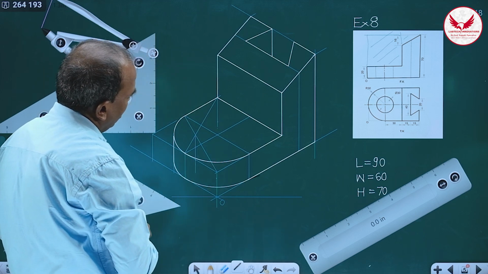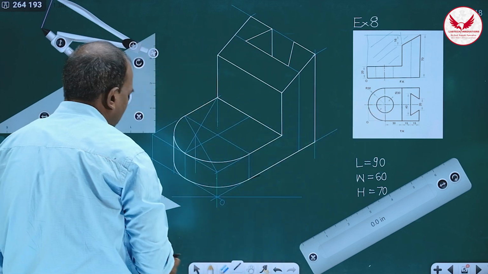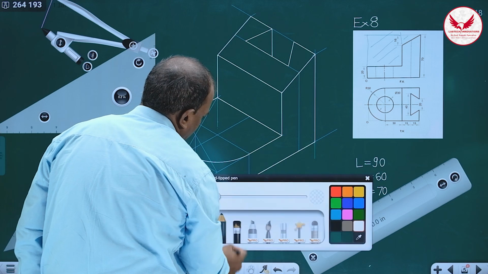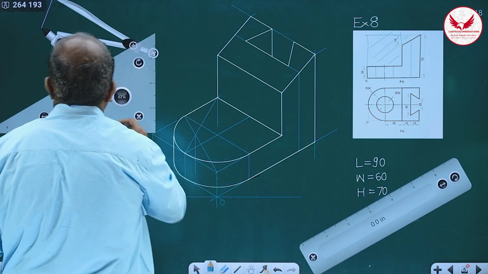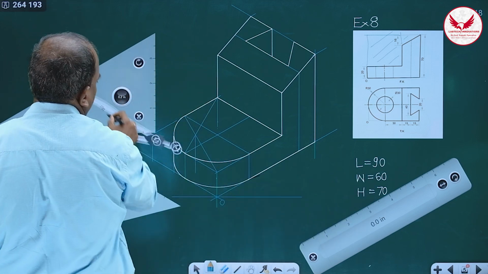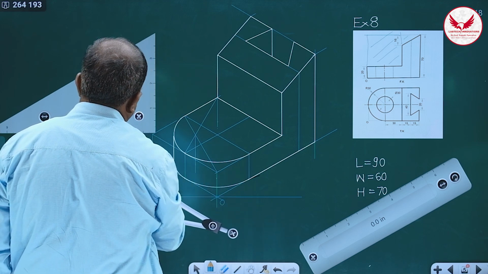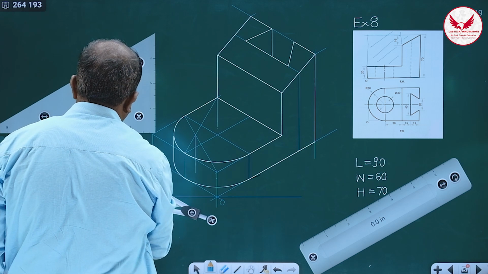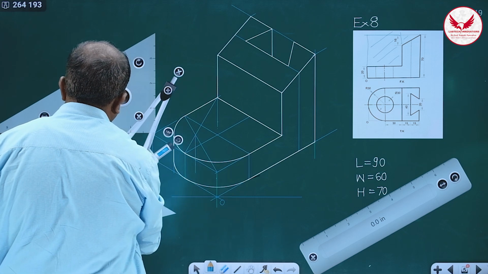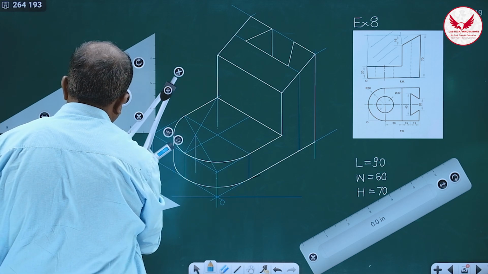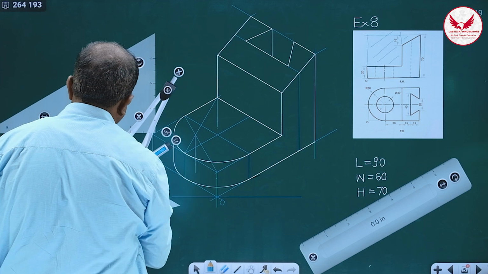Then what is remaining over here? Only that circular hole of 30 mm diameter. And for that, again, what I have told, the procedure is take the compass, and in the compass, what we have to do? Whatever the radius of semicircle is there, that much you have to take. So the radius of semicircle is 15.